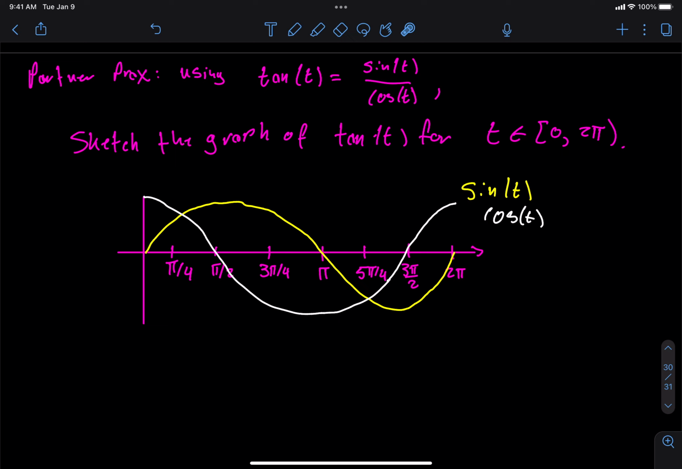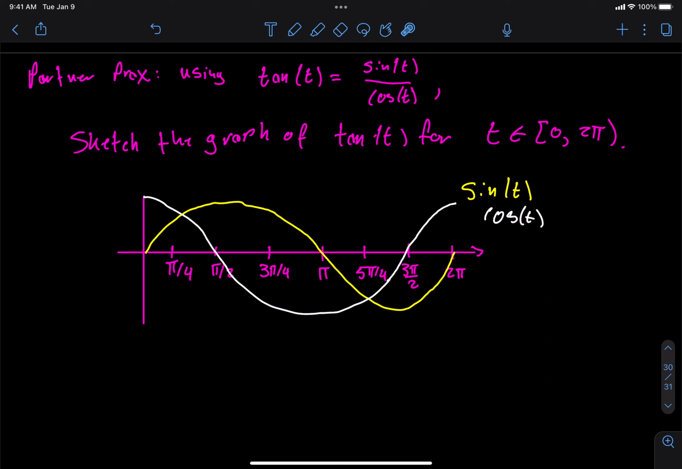Okay, so let's start with 0. If we want to make the graph of tangent, we want to know what the height of the tangent function should be when the angle is 0. 0 is right here. So what are the coordinates of this point? They're 1, 0. And the tangent function, you take the angle, you go to the point, what is the tangent function?